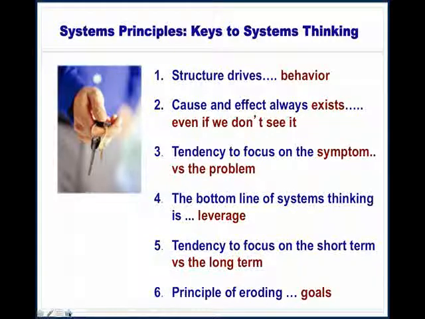That's what this second principle means, that cause and effect always exists. Sometimes we don't see it. The corollary to this is the law of unintended consequences, which everybody's heard of. That's what I said earlier. Some of these principles are common sense. But the law of unintended consequences, or cause and effect always exists, says there's always going to be a consequence.